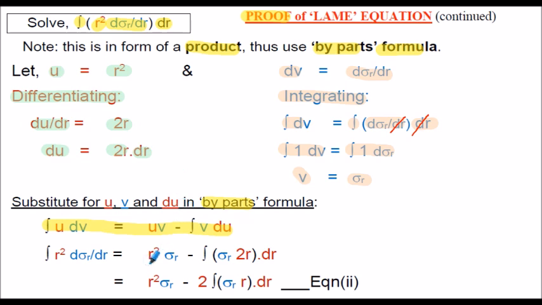u is r squared, v is sigma r, and du is 2r dr. Again, we're taking a constant 2 outside of the integral here. Call this equation 2 in Roman numerals.